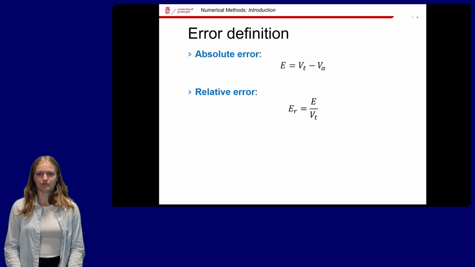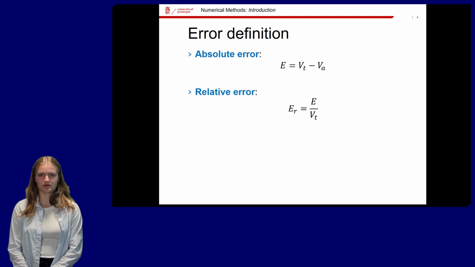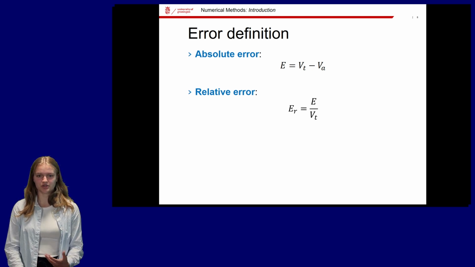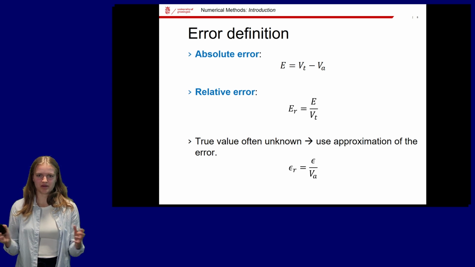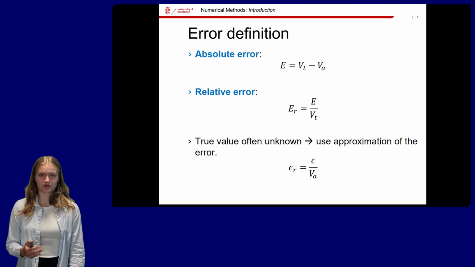In most situations where you want to apply numerical methods, the true value is actually not going to be known. And therefore, you will use an approximation of this error. So you get relative error is the approximation of the error over the approximated value. And often this approximation of the error we can approximate depending on which method we're going to use. And I will be discussing what the truncation error is for a lot of these methods as well.